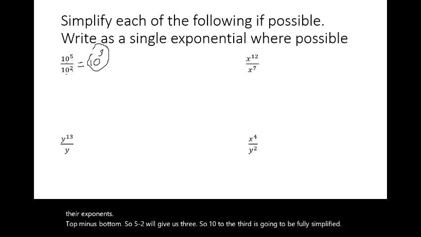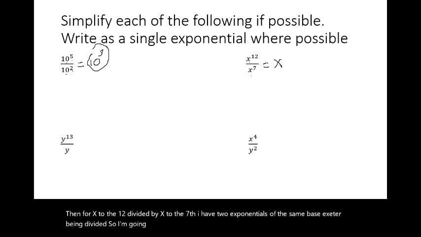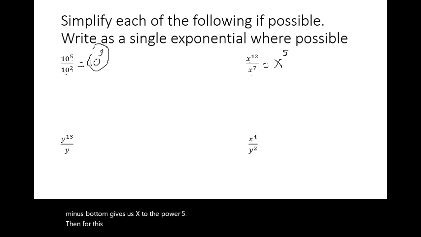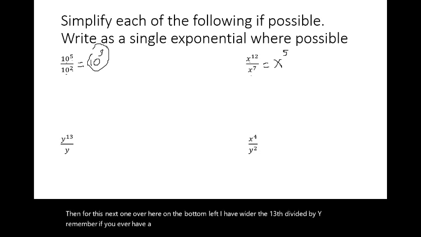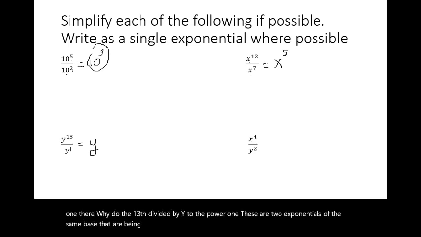Then for x to the 12th divided by x to the 7th, I have two exponentials of the same base x that are being divided. So I'm going to simplify by subtracting their exponents. So 12 minus 7, remember top minus bottom, gives us x to the power 5. Then for this next one over here on the bottom left, I have y to the 13th divided by y. Remember, if you ever have a variable with no exponent, you can always assume that there is a 1 there. So y to the 13th divided by y to the power 1. These are two exponentials of the same base that are being divided. So I'm going to simplify by subtracting their powers. 13 minus 1 is 12.